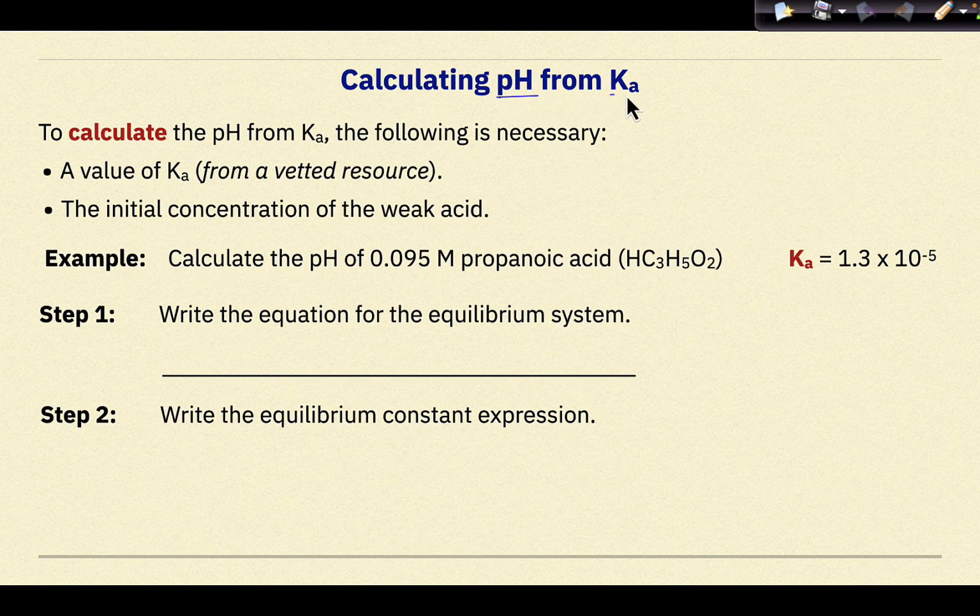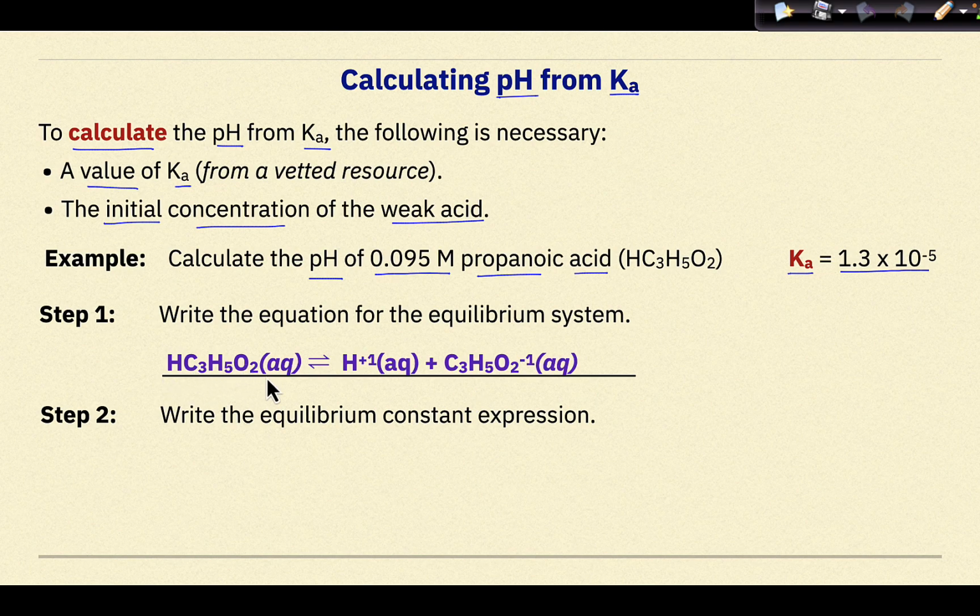Calculating pH from Ka. To calculate the pH from Ka, the following is necessary: a value of Ka from a vetted resource, and the initial concentration of the weak acid. So for example, calculate the pH of a 0.095 molar propanoic acid, HC3H5O2, where our Ka value is 1.3 times 10 to the negative 5. So step 1 is to write the equation for the equilibrium system. So HC3H5O2 ionizes to H plus 1 plus C3H5O2 minus 1.